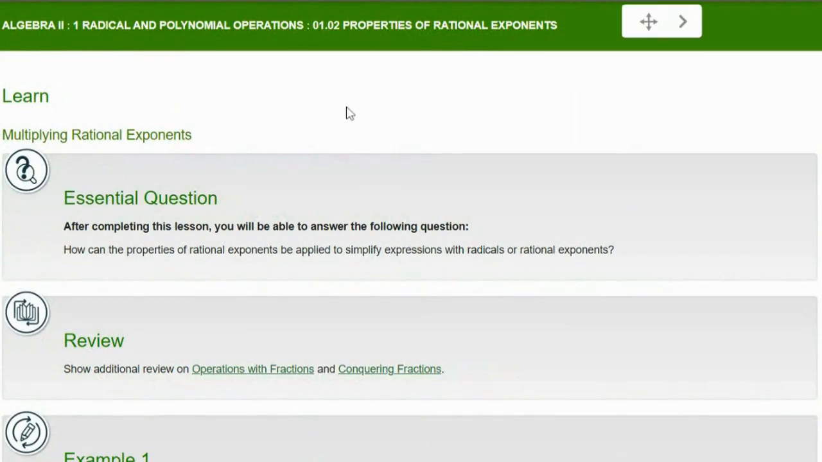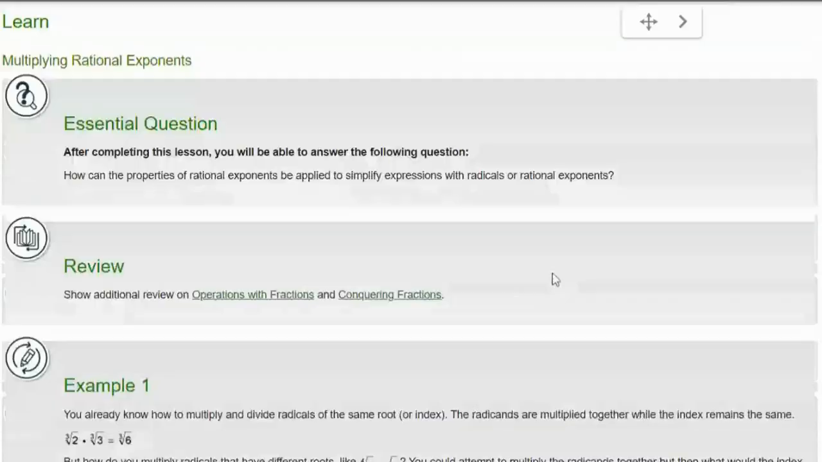All right. We're going to talk about the properties of rational exponents, because if we're going to be able to solve them, we got to know the properties. And the properties are basically the rules. So we're going to learn this: how can the properties of rational exponents be applied to simplify expressions that either have radicals or rational exponents?